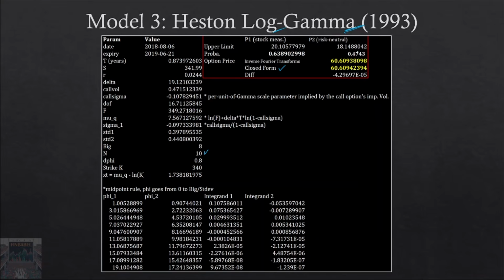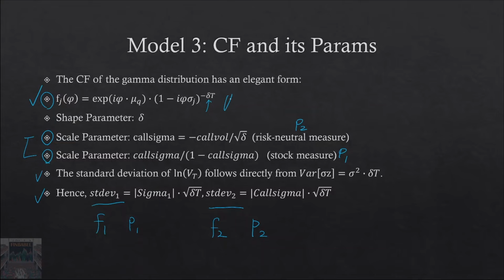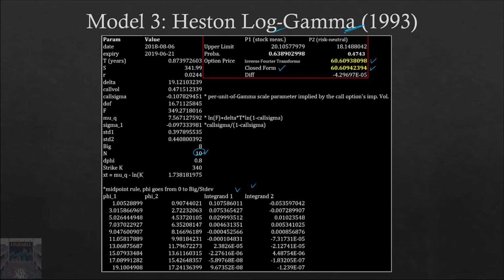As we can see here, the closed form answer is 60.6094, and according to our Fourier inversion method, the answer is 60.60938. Notice how few data points I'm using here. I'm using only 10 rows of data. And the integrand here and here, they follow this very simple form. So computing the option price using the log-gamma model plus the Fourier inversion method is actually pretty simple.